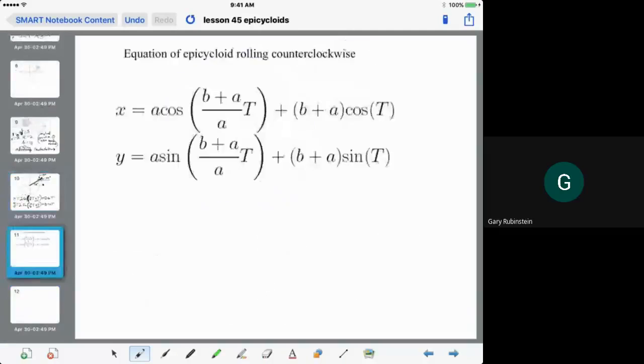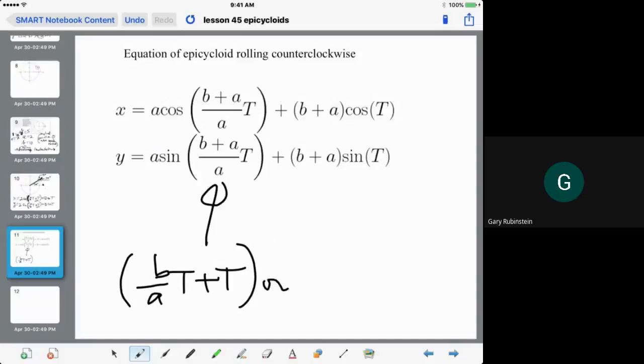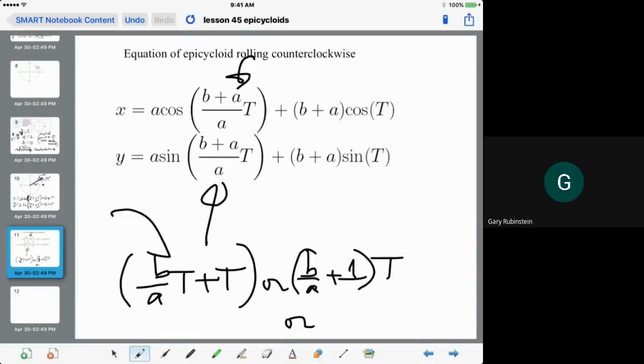I summarized it here. You may not like this. You may prefer b over a t plus t. Or you might like b over a plus 1 t. Or you might even want to do common denominators and get what I have over here, b plus a over a times t. I personally like this the best, probably. Get that plus t in there. Okay, so that was the goal of today's lesson, to get that formula.